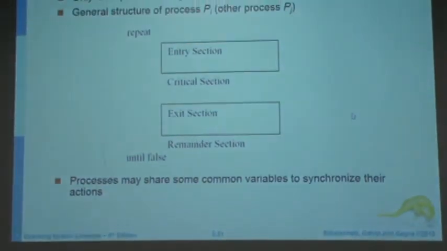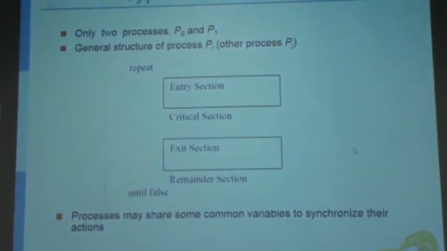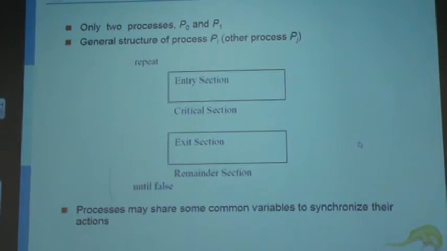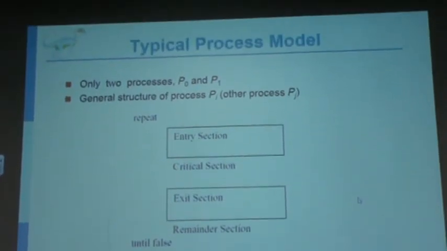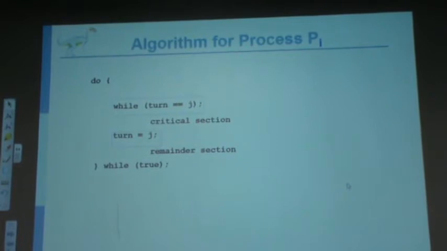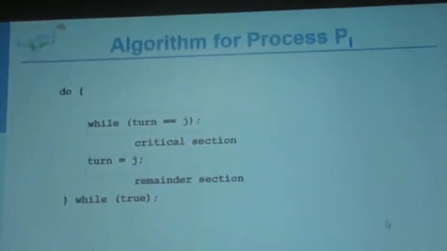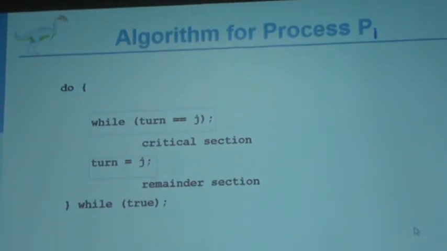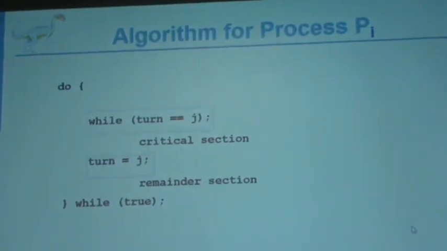So this is the general structure of a process in a race condition. We will see the simplest case of a race condition to address the problem of synchronization. Let's see, there is a process I. Process I has the critical section. Before we enter the critical section, we need to get permission. How can we get the permission?